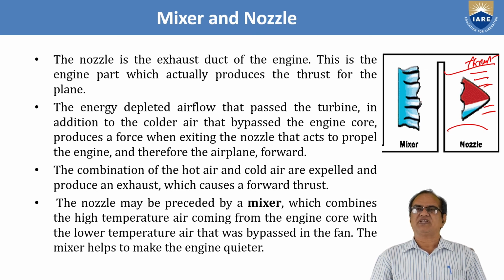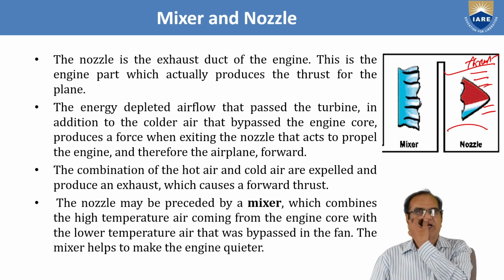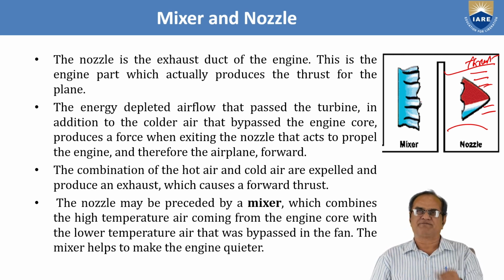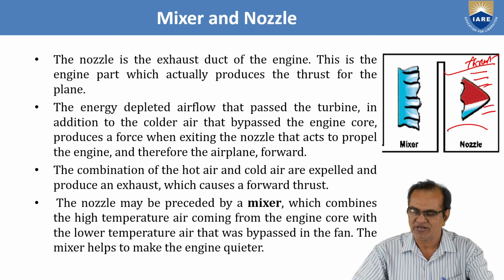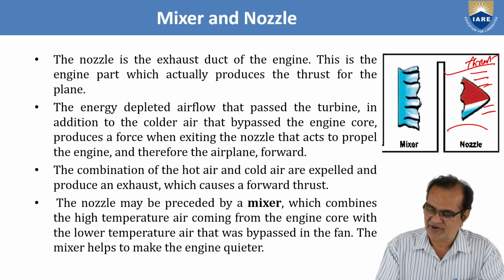The combination of the hot air and the cold air are expelled and produce an exhaust which causes a forward thrust. The nozzle may be preceded by a mixer which combines the high temperature air coming from the engine core with the lower temperature air that was bypassed in the fan. The mixer helps to make the engine quieter. Okay, so I am drawing it here itself.